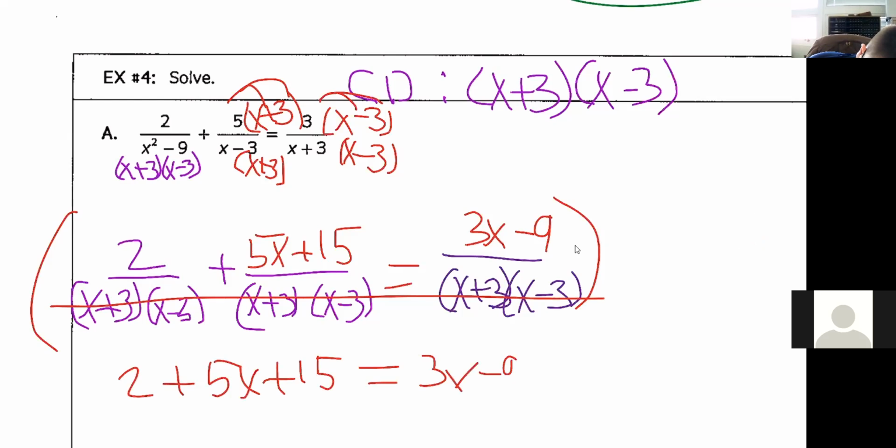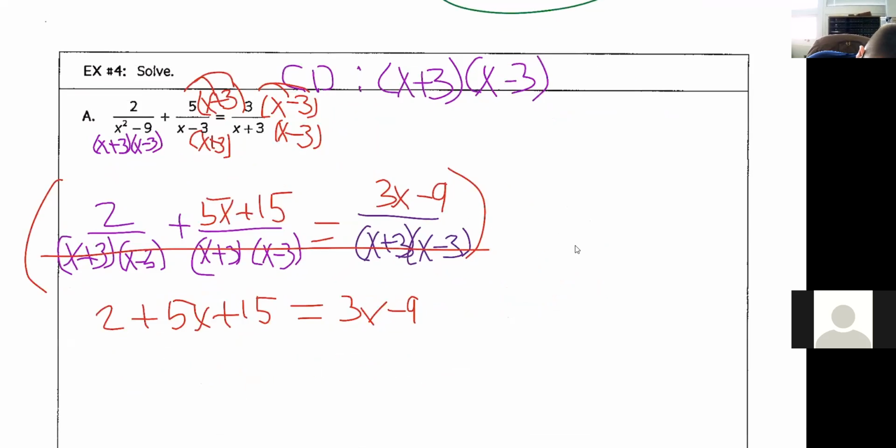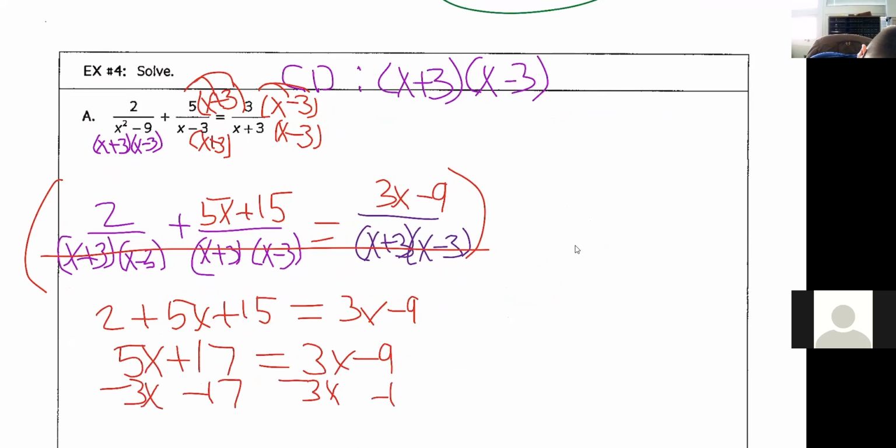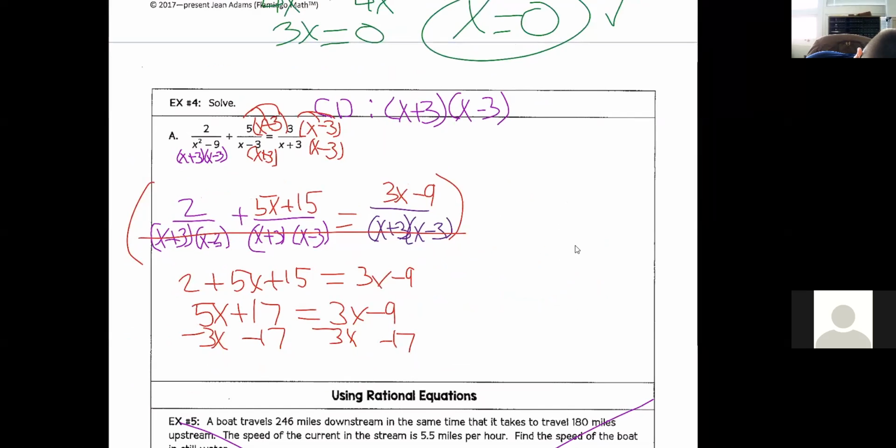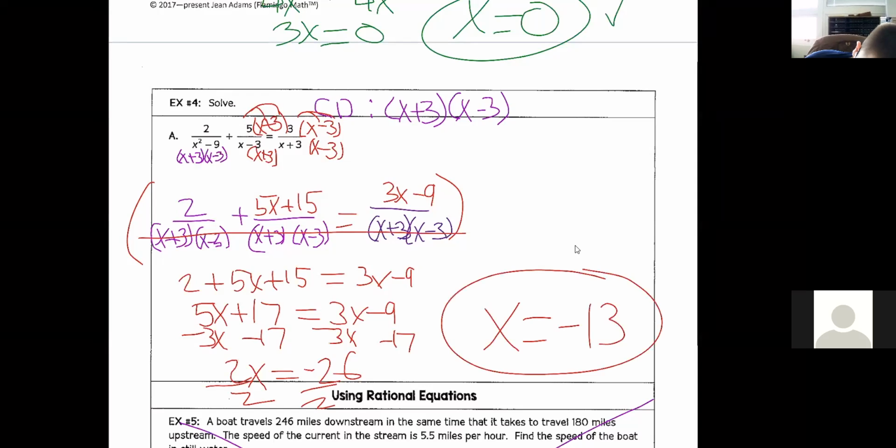You can combine like terms, and if you wanted to save some steps, you can feel free. But then we just need to solve this basic equation. So I'm just going to get the x's to the left side, and I'm going to go ahead and move my constants to the right side. So that would be 2x equals negative 9 minus 17. That would be negative 26. Divide by 2. You should get x equals negative 13.